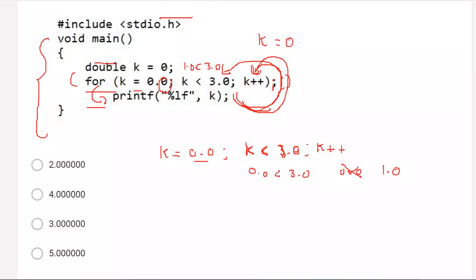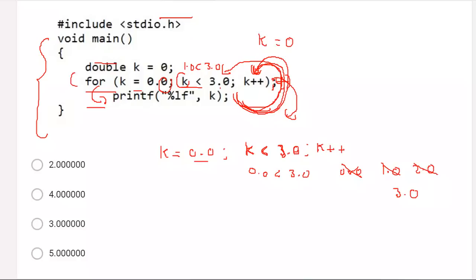K plus plus. What is k plus plus? It is 2.0. Is 2.0 less than 3.0? Yes. Again, this k value will be incremented. That means we don't have any block to enter. We are just repeating the for loop. Here k value will become 3.0. Is 3.0 less than 3.0? No. So whenever this condition becomes false, you are coming out of the for loop.